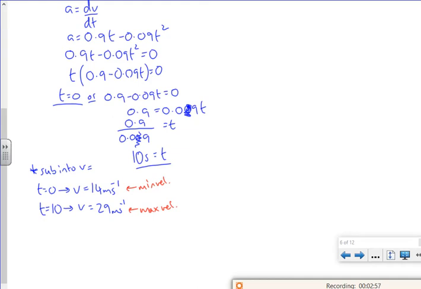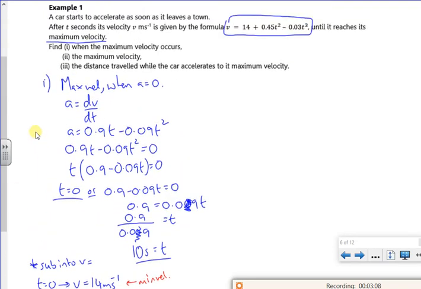We go back up to the question. Well, it's not working. Hang on, wandering off to the computer. There. Right. Oh, so I've done that, haven't I?